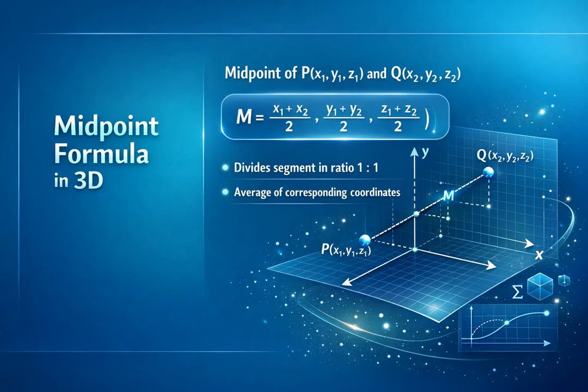The midpoint formula is a special case of the section formula when m equals n. The midpoint M of the segment joining P(x1, y1, z1) and Q(x2, y2, z2) is ((x1 + x2)/2, (y1 + y2)/2, (z1 + z2)/2). Simply take the average of corresponding coordinates. This divides the segment in ratio 1:1.